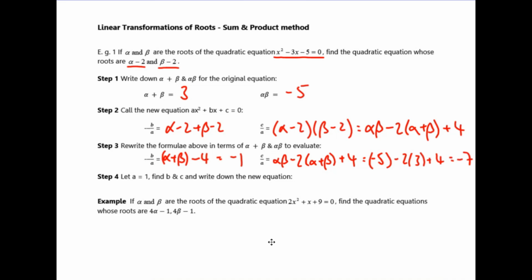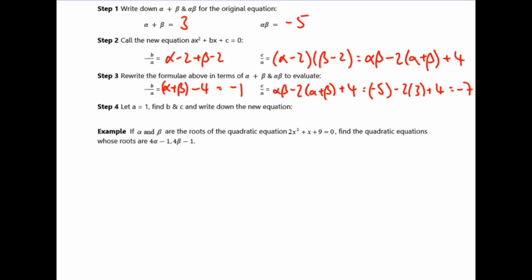Now that we've got values for minus b over a and c over a, we've got 2 equations and 3 unknowns. We can pick one of these letters to be anything that we want. So we're going to pick a to be 1 in this case, which is a sensible choice. And then that allows us to work out b and c. So if a is 1, minus b equals minus 1, so b is 1. And if a is 1, c is minus 7. This allows us to write down the new equation, which will be just x squared plus 1x minus 7.